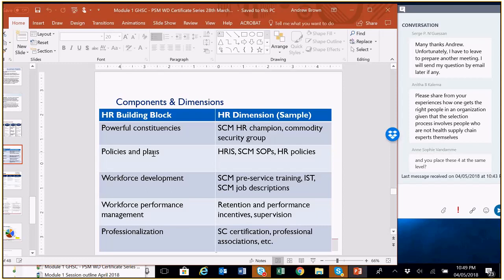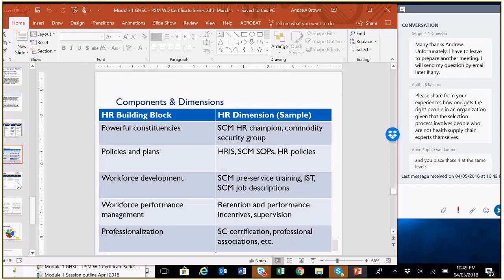For policies and plans, have you got standard operating procedures? Have you got human resources policies? Have you got a human resources information system? This is a computerized system that manages all the people, their history, as well as their competencies. Again, you can see in a country if this is present or not and allocate marks. Similarly, there are these different dimensions under workforce development, workforce performance management, and professionalization.